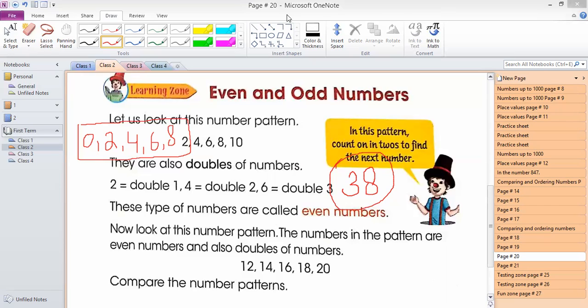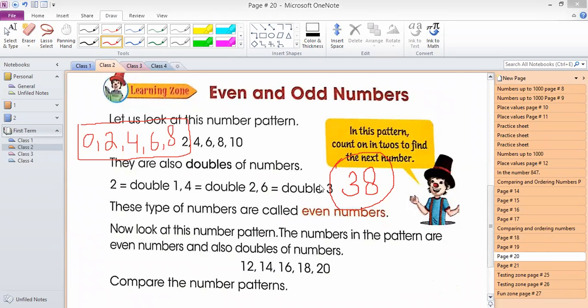Yes, sir. Yes, tell me about 38. Is it even number or odd number? Even. How do you know? Because the last digit is 8, and 8 is in the table of 2. Very good, very good.